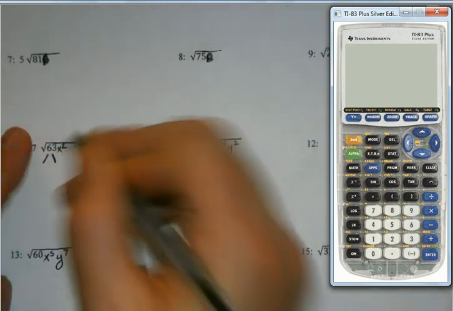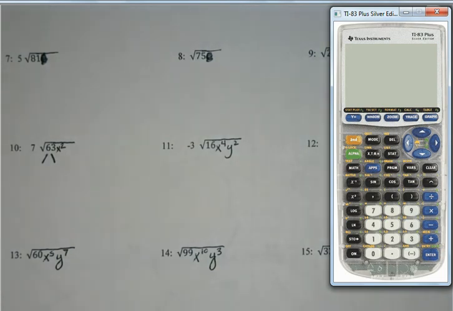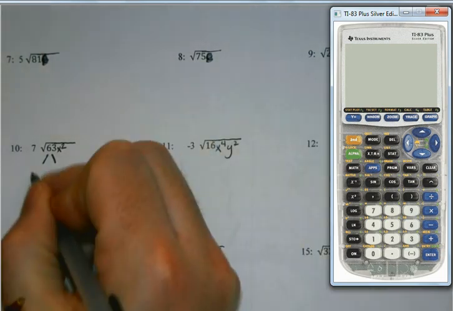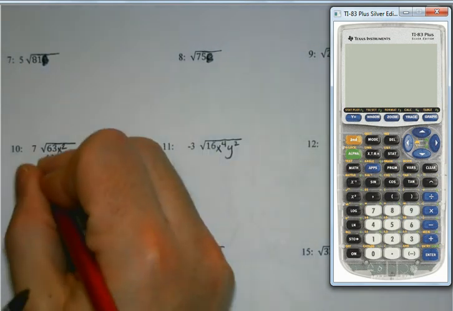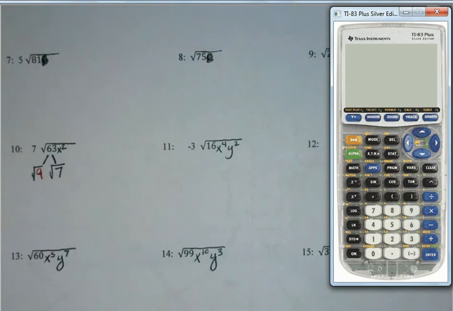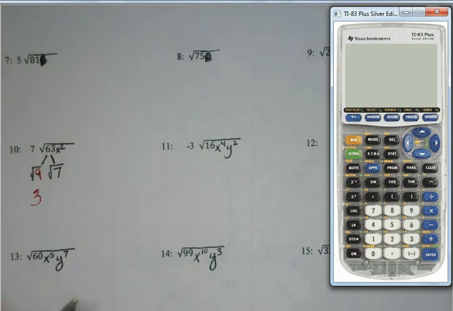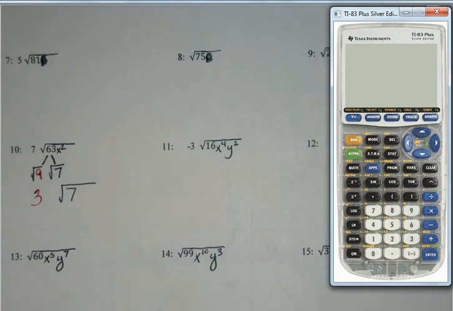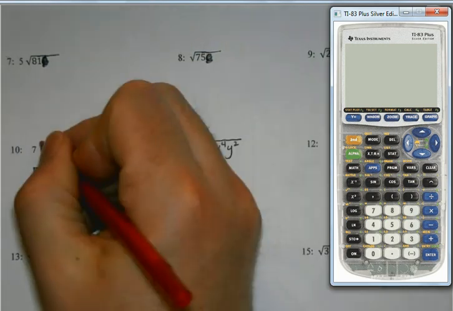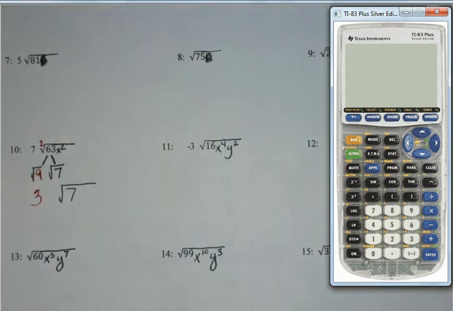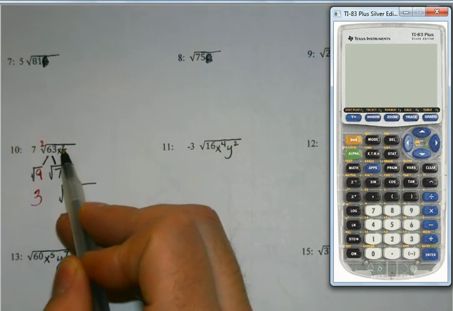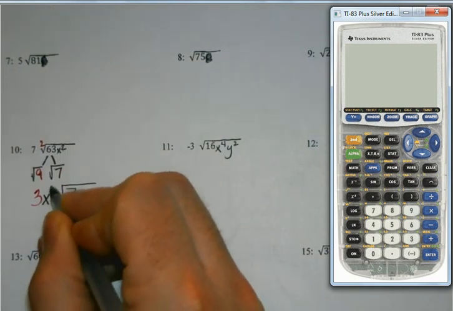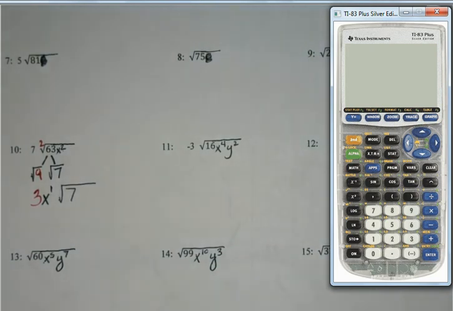So 63. I need one number from the list that goes into 63. Okay, 9 goes in. And if I do 63 divided by 9, I get 7. So I'm going to write my 3 down, because that's the square root of 9. My 7 has to stay underneath the radical. It's not in my list, it's not perfect. Notice I left a little bit of space, because there's a variable this time, and that little 2 is always hanging out here. So what's 2 divided by 2? 1. So that x, or x to the first, comes out. I don't have a remainder, so that part's done.